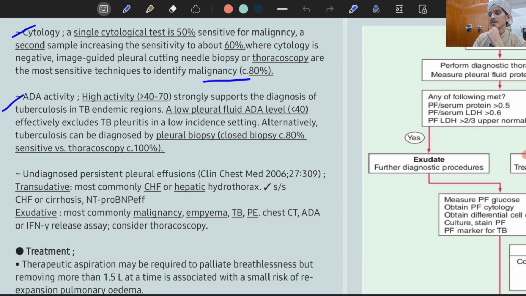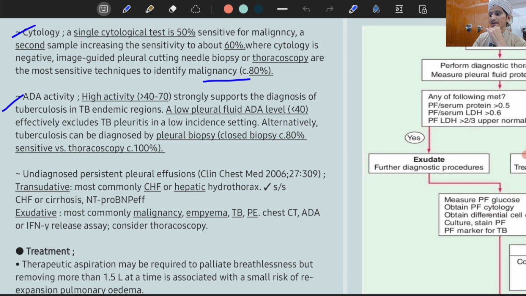regions like India. A low pleural fluid ADA level, less than 40, effectively excludes tuberculous pleuritis in a low incidence setting. So where tuberculosis is not endemic, if ADA levels are less than 40, then tuberculosis is excluded. And where tuberculosis is endemic, ADA levels more than 40 are diagnostic.